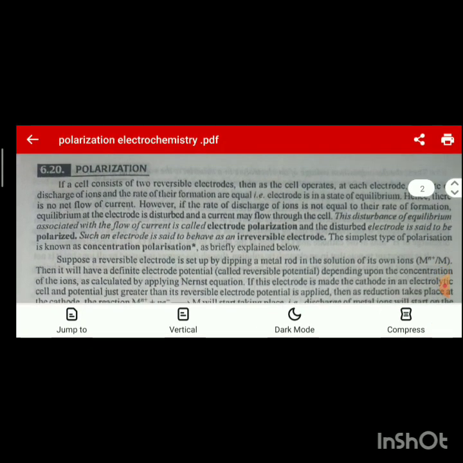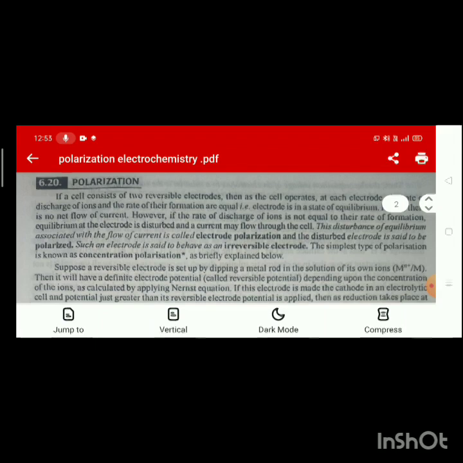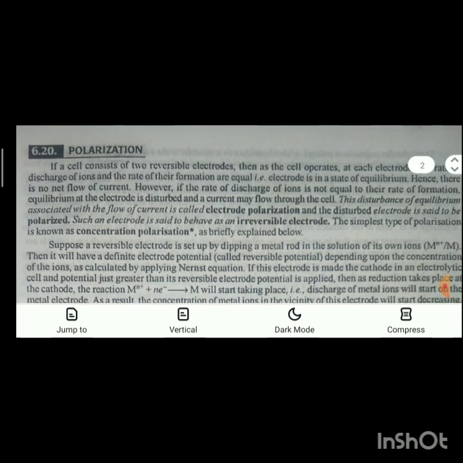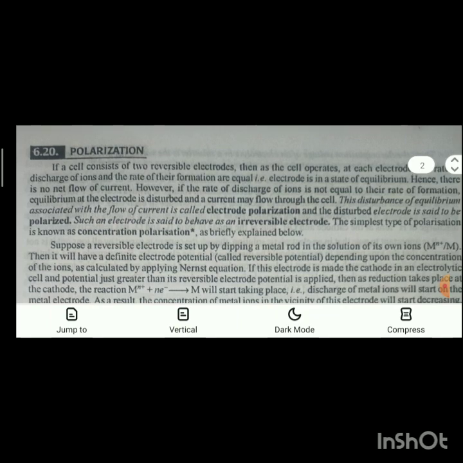If a cell consists of two reversible electrodes, then as the cell operates at each electrode, the rate of discharge of ions and the rate of their formation are equal. That is, the electrode is in a state of equilibrium, hence there is no net flow of current. However, if the rate of discharge of ions is not equal to their rate of formation, equilibrium at the electrode is disturbed and a current may flow through the cell.